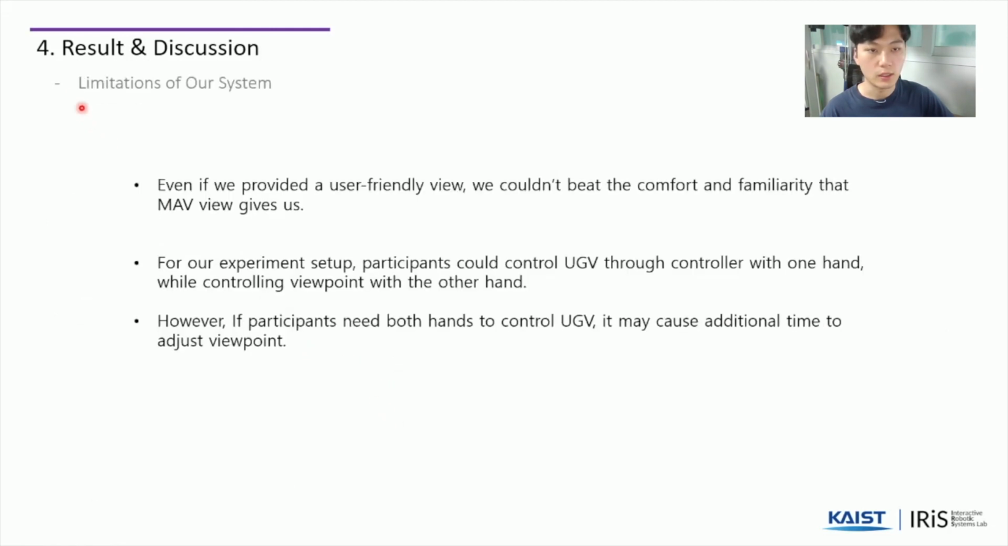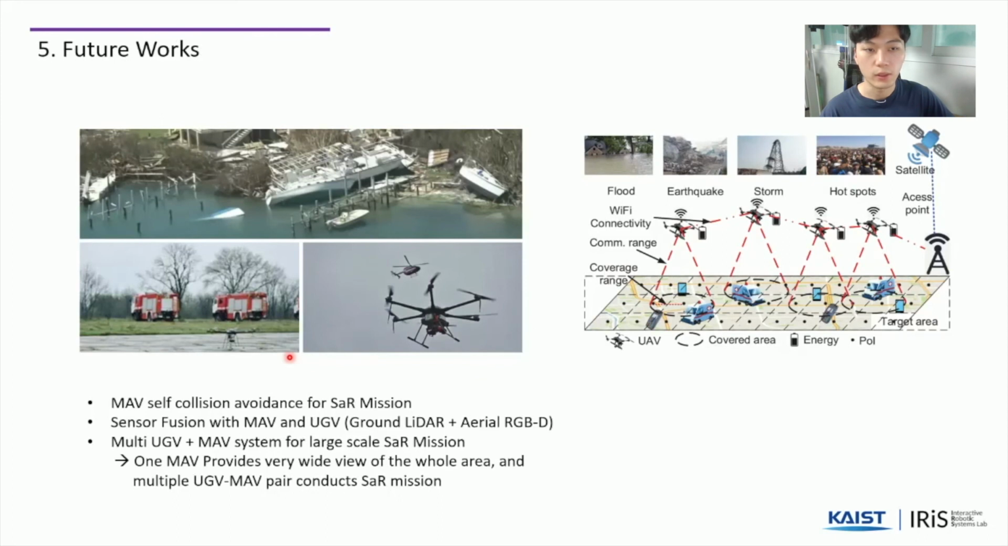However, there exist limitations. First, since all people are used to first-person view, our system couldn't beat the comfort and familiarity that first-person view gives us. Second, in our experimental setup, participants could control the UGV with one hand while using the other hand for changing viewpoints. However, when the teleoperator needs both hands to control the UGV, it may cause additional time to adjust the viewpoint. At last, let's talk about future work.